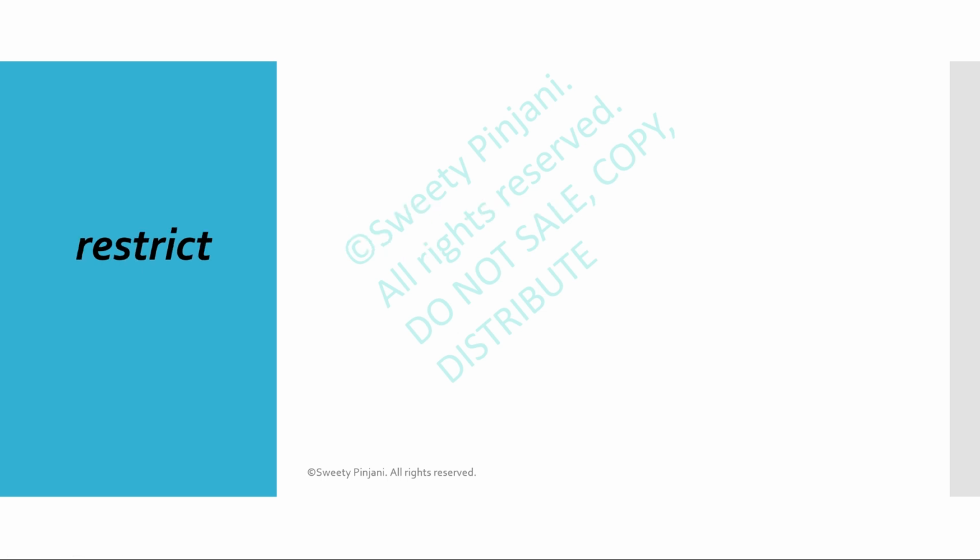Then I have restrict. As the name suggests, I am restricting something. This is like a constraint in formal verification. I want to restrict something. I will give you an example in some time. Remember one thing, that restrict is ignored by simulators. In case of formal verification, it is treated as a constraint.